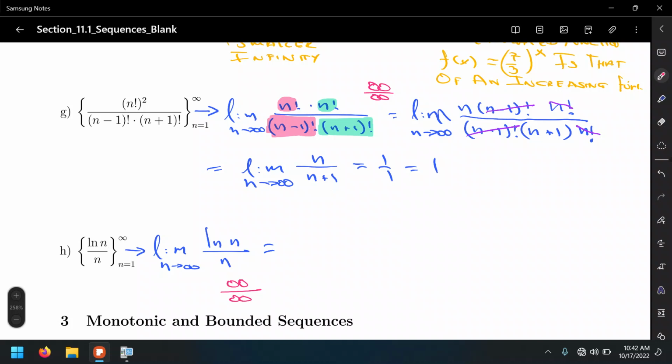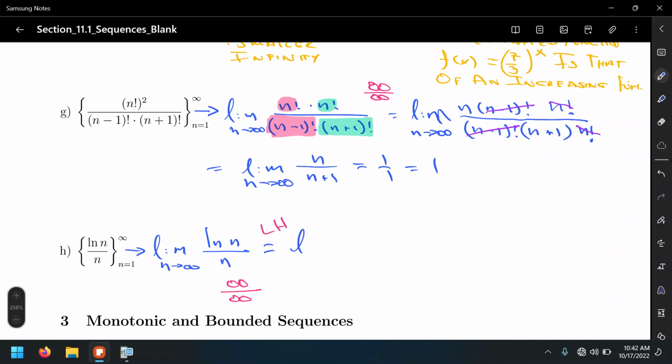Anyone? Not the exponential, because we are not solving an equation in this case. So we're trying to compute a limit, not to solve an equation. Any other ideas? L'Hopital's rule. All right, thank you. L'Hopital's.